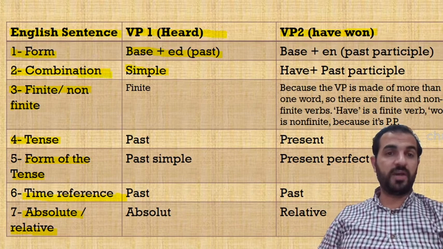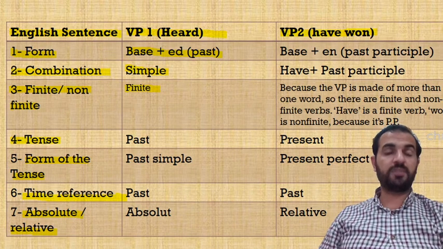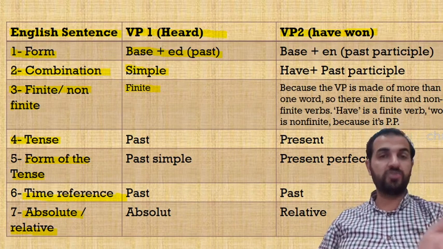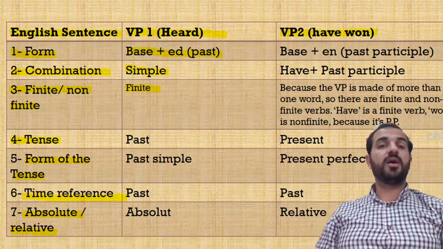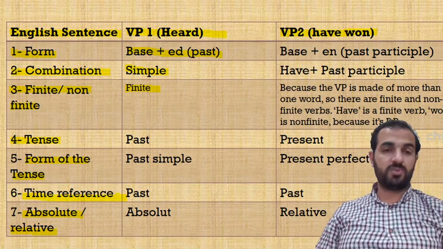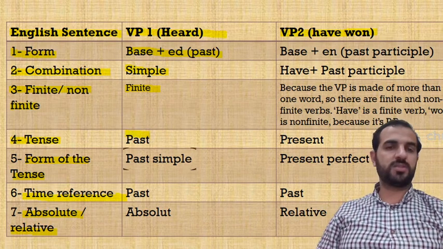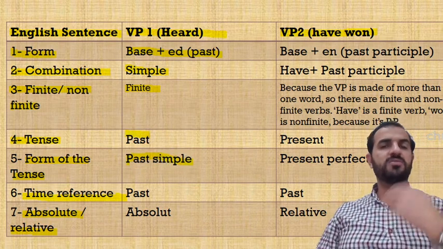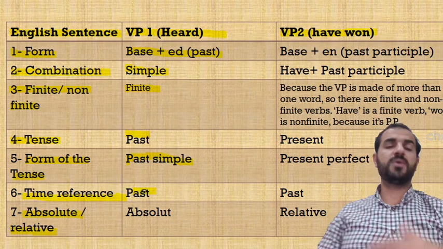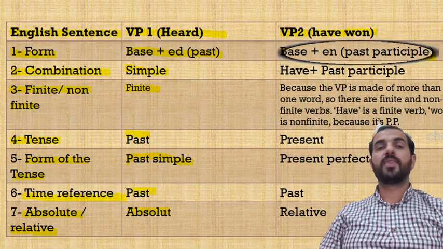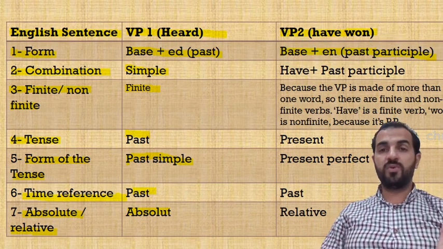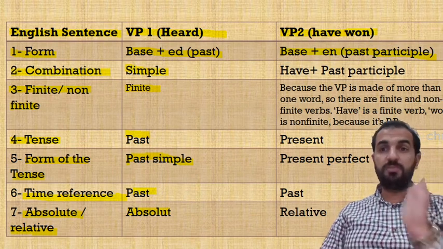Is this finite or non-finite? Of course finite, because it is related to the tense of the sentence, and it is related to the subject as well. The tense is past, form of the tense past simple, time reference past, and it is absolute. Now, we will take this later. The VP2, have won. Base plus EN, past participle.